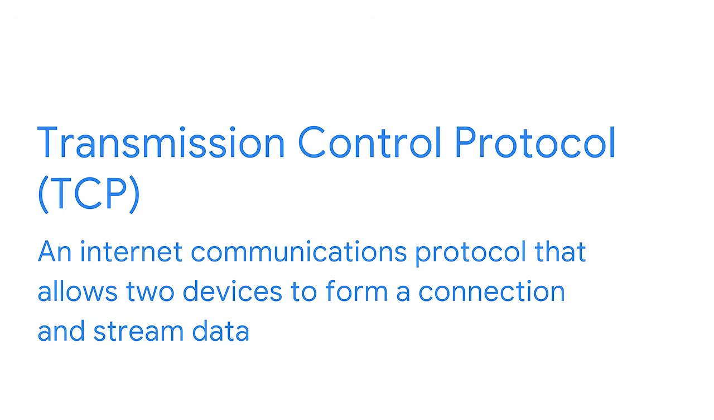Before you gain access to the website, your device will establish communications with a web server. That communication uses a protocol called the Transmission Control Protocol, or TCP. TCP is an internet communications protocol that allows two devices to form a connection and stream data. TCP also verifies both devices before allowing any further communications to take place. This is often referred to as a handshake.